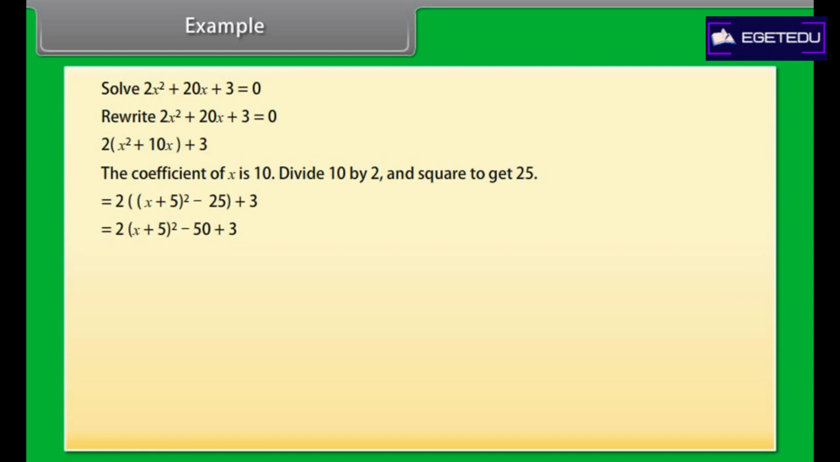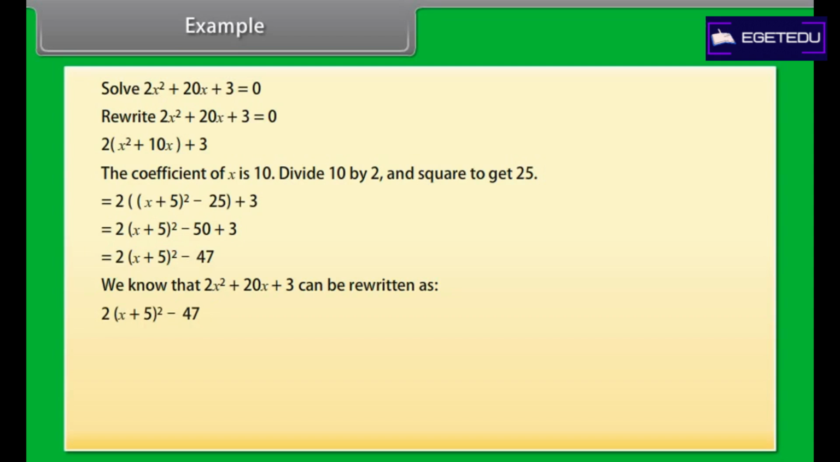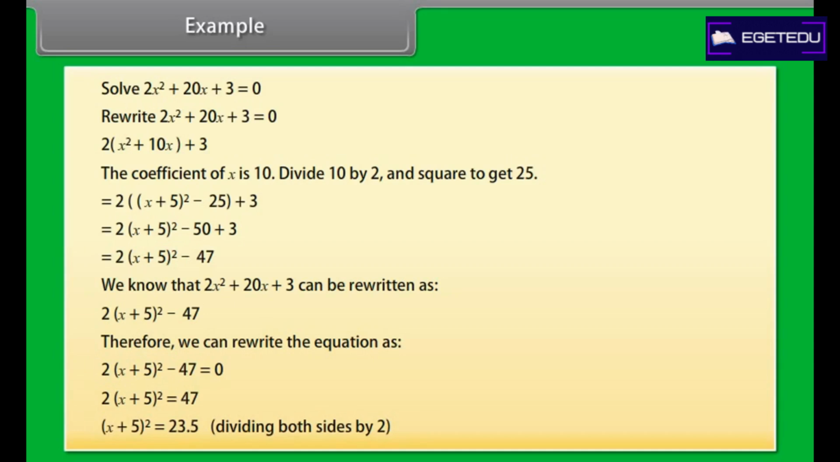Example. Solve 2x² + 20x + 3 = 0. Rewrite it to get x² on its own: 2(x² + 10x) + 3. The coefficient of x is 10. Divide 10 by 2 and square to get 25. This is equal to 2[(x + 5)² − 25] + 3, which equals 2(x + 5)² − 50 + 3, which equals 2(x + 5)² − 47.